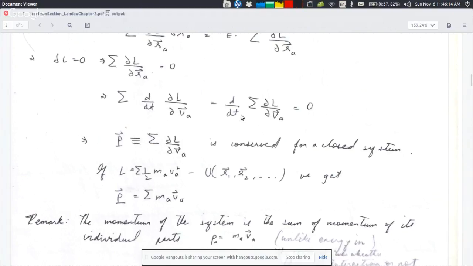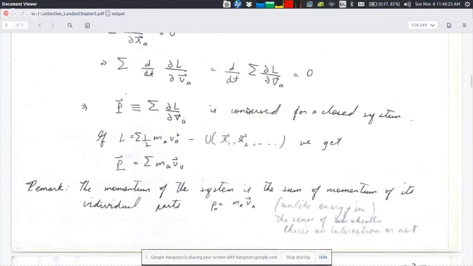So you'll have this expression. What you're saying is that whatever expression is inside is independent of time, so that will be a constant in time. That's precisely what you were trying to show. Then we are able to define a new quantity, which we call momentum. And this is supposed to be considered for a closed system.